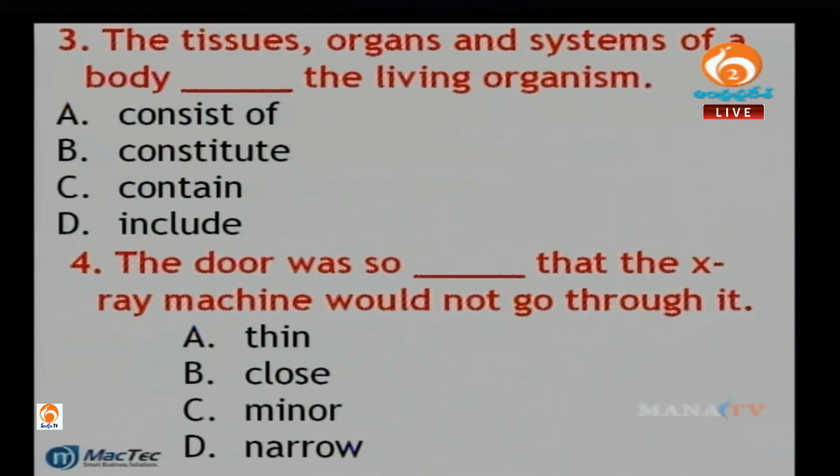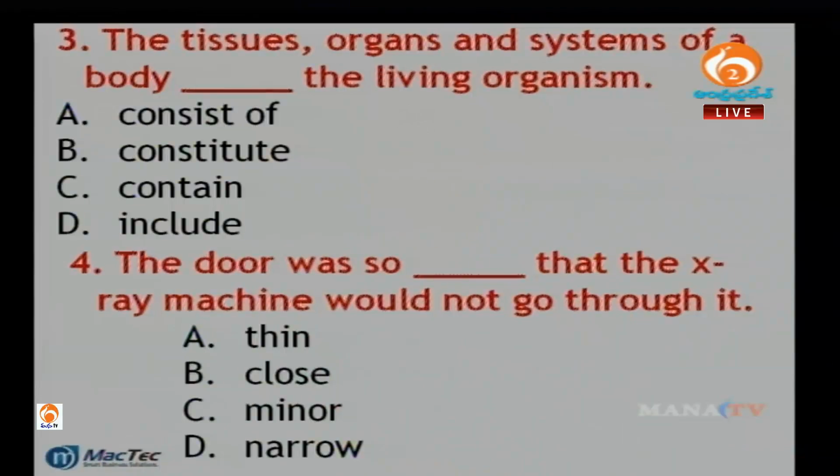Question number 4. The door was so dashed that the X-ray machine would not go through it. Now, why is the X-ray machine not going through the door? Because the door is thin, the door is close, the door is minor, the door is narrow. Now, obviously, the correct answer is not A. It cannot be thin. It is narrow. Narrow basically means the width of something.